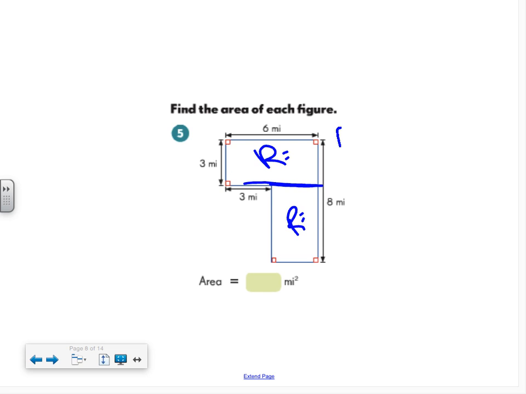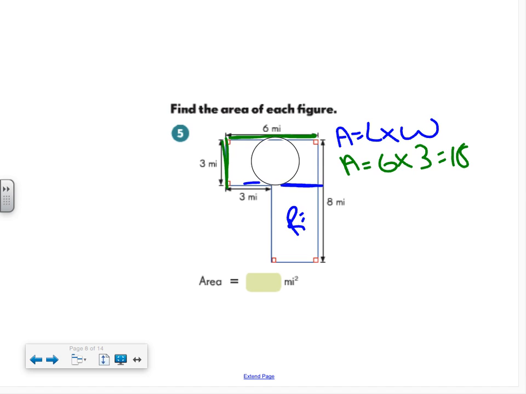Again, area equals how long it is times how wide it is. So if I look at this rectangle, I see that it is 6 miles long and 3 wide, so I know that I do 6 times 3, and I get 18. So I know the area of this first rectangle is 18, and then I always put my squared because when I find area, it's squared. All right, so I've done that one.